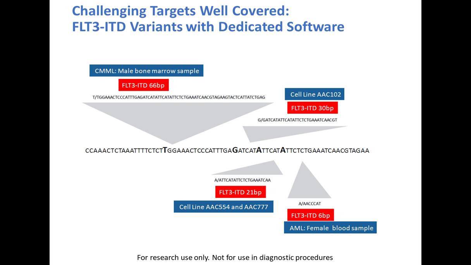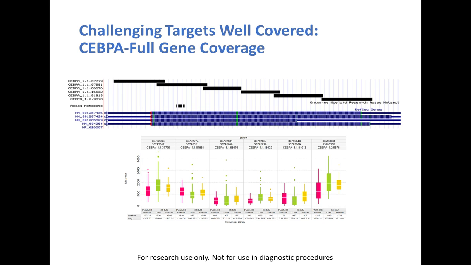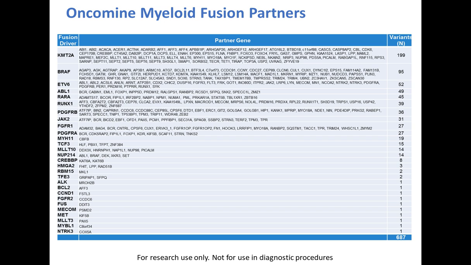The most challenging part is the FLT3 ITD region. So this region, challenging targets are very well covered, and there is also a dedicated software to annotate FLT3 ITD. Another challenging target that is well covered is the CEBPA 4 gene coverage. You can see it is pretty well covered. Those black bars showed all the coverage.